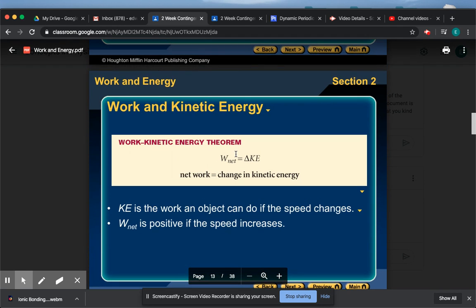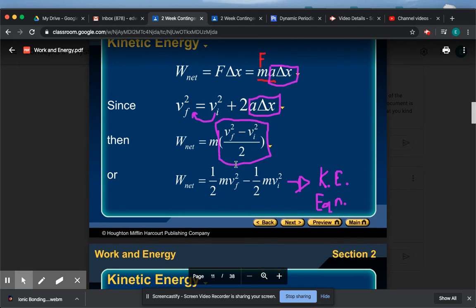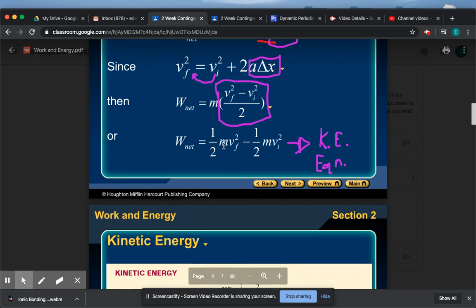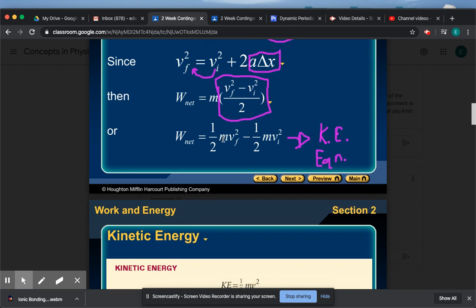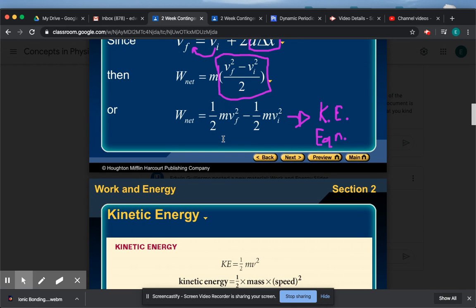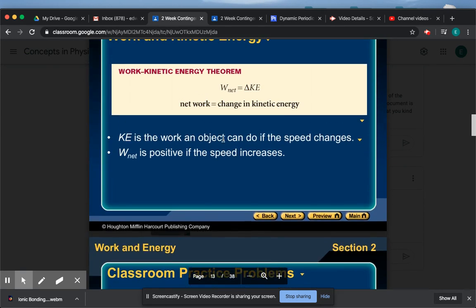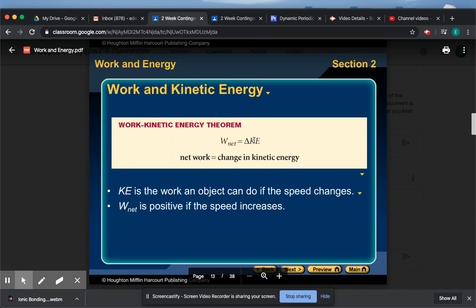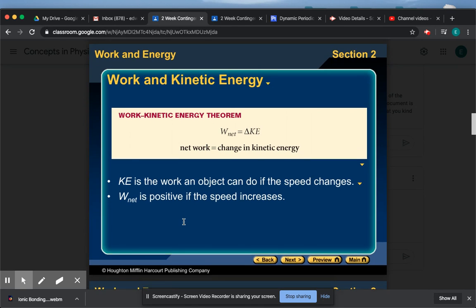Work is technically the change in kinetic energy, because if you see here, it's final minus initial. So work is basically your final kinetic energy minus your initial kinetic energy. Okay, work is the change in kinetic energy. You can have a positive change, you can have a negative change, but work is your change in kinetic energy.